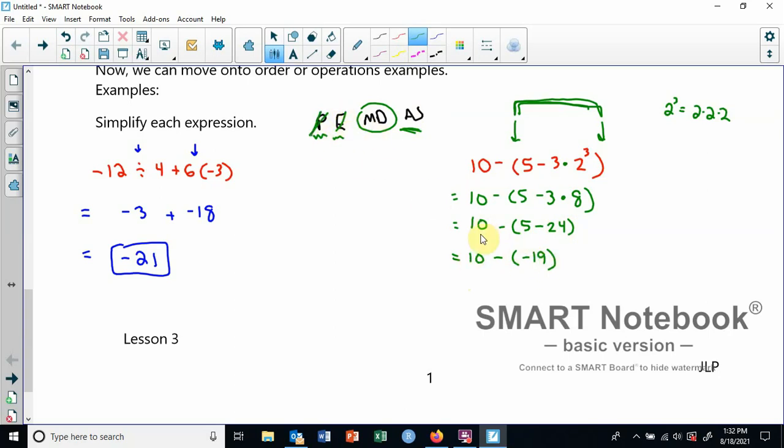Are there any exponents? No. Multiplications and divisions? No. I just have a subtraction here. Or I'm going to want to turn it into an addition anyways, adding the opposite. So 10 plus 19 is 29. Remember, subtracting is just adding the opposite. Okay, let's do a few more examples of these before we move on to one last topic, which is really the same topic.